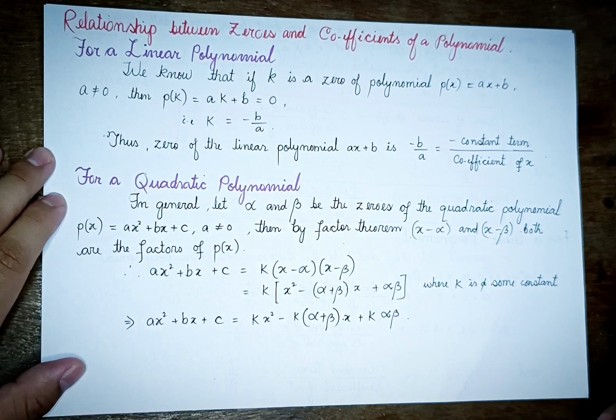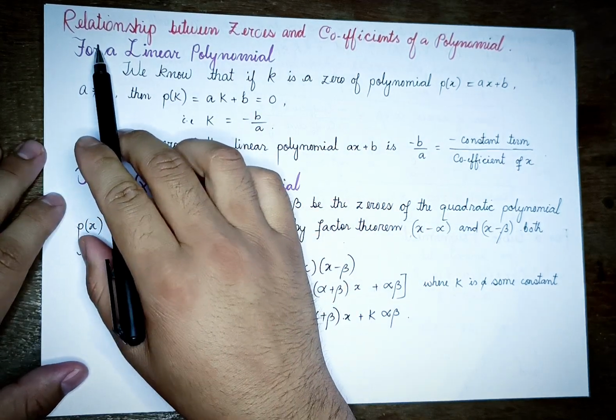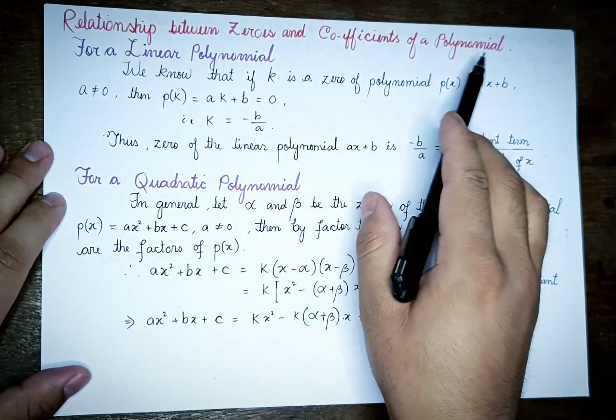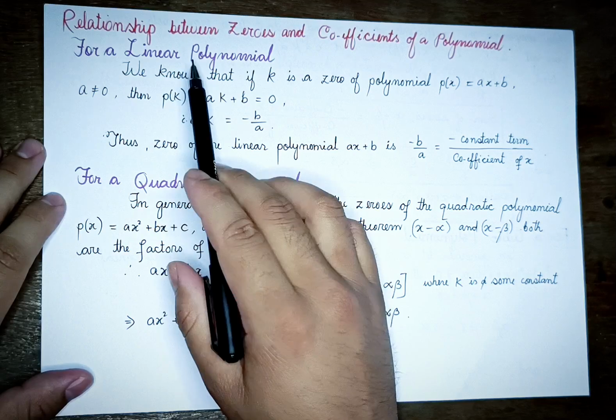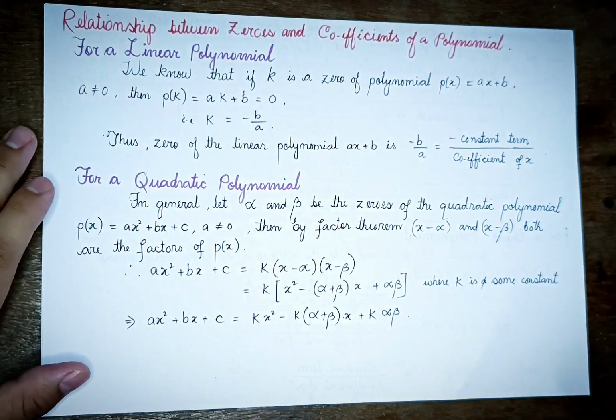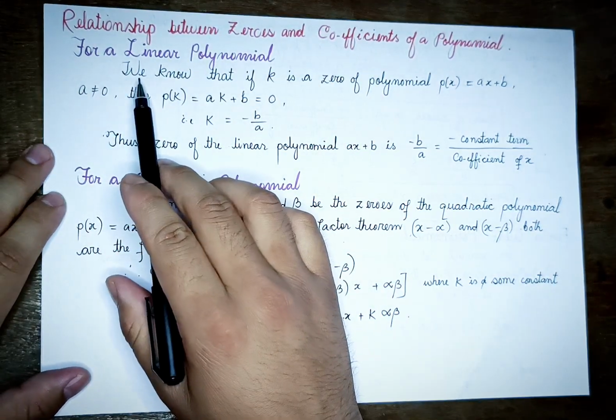Next, let's do a new topic. The new topic is the relationship between zeros and the coefficients of polynomials. We are going to discuss the relationship between the zeros and the coefficients of a polynomial. First one is for a linear polynomial.